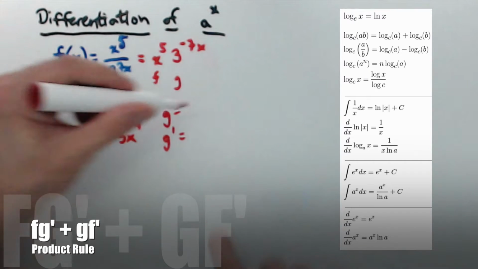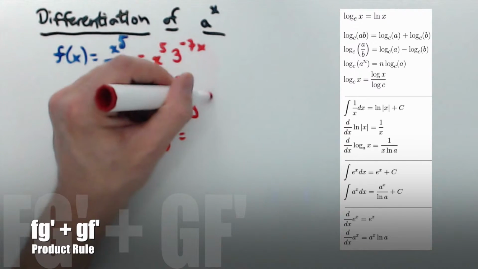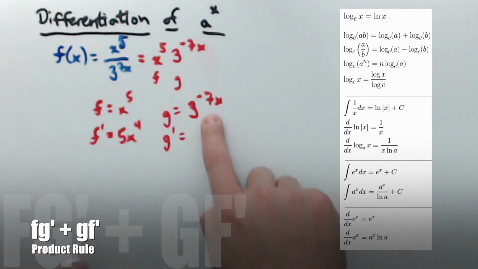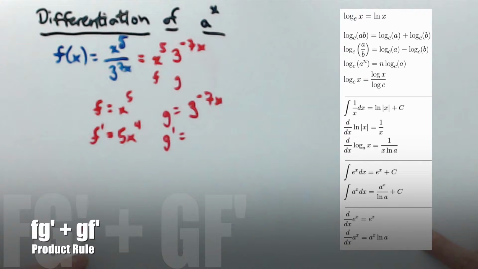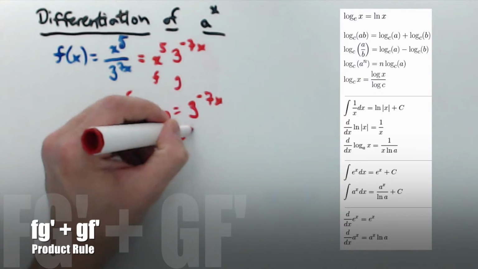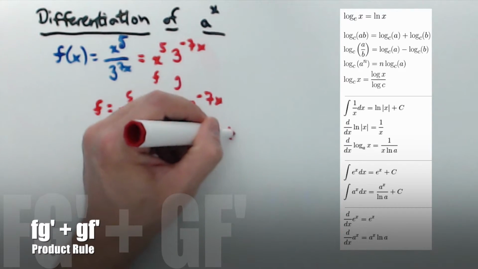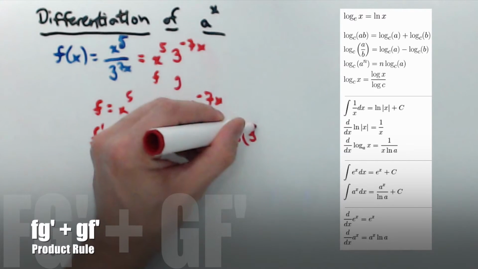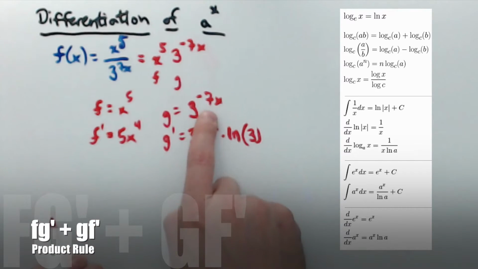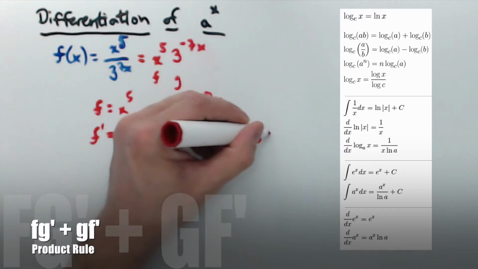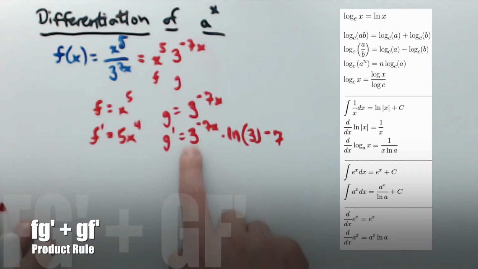The g would be the 3 to the negative 7x power, and for the derivative of it, we're going to want to use this formula right here on the bottom, where the derivative of a to the x is equal to a to the x times ln a. So that's what I'm basically going to be doing here. The a to the x stays the same, so that's just what the function started with, times ln a, which is ln 3, but we also have an inner derivative right here of negative 7 that we also need to multiply by as well. So you end up having a derivative of this right here.